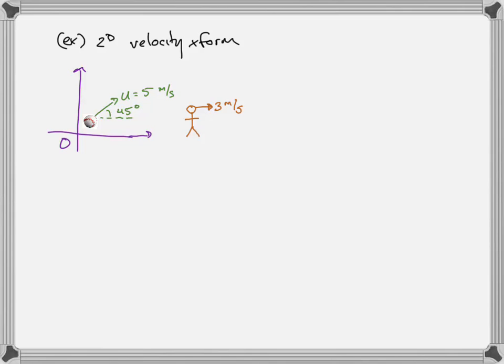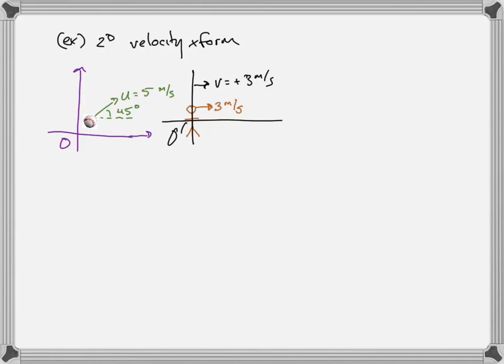You're running in the x direction at 3 meters per second. What is the velocity of that baseball relative to you? So you are the brown person that's running at 3 meters per second. That means that your frame of reference is the moving frame, where v is equal to plus 3 meters per second. If I want to know the velocity relative to you, I want to know the velocity relative to your frame.